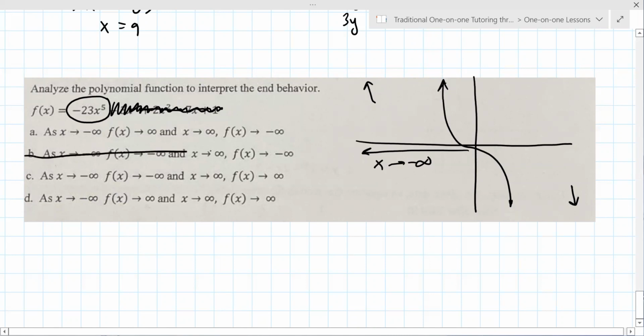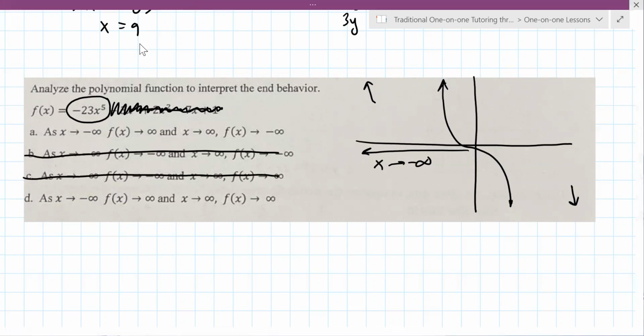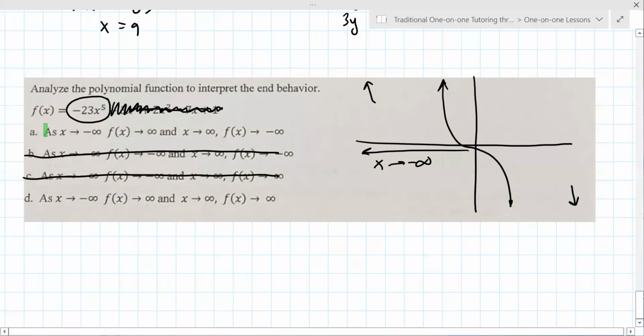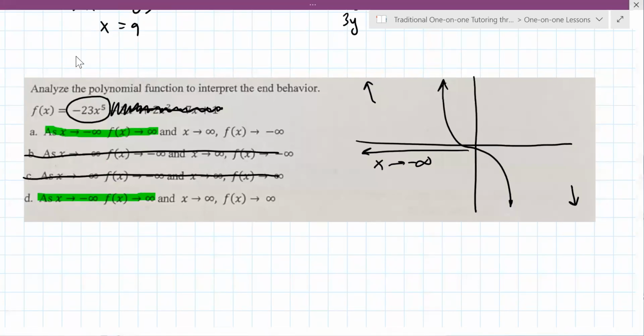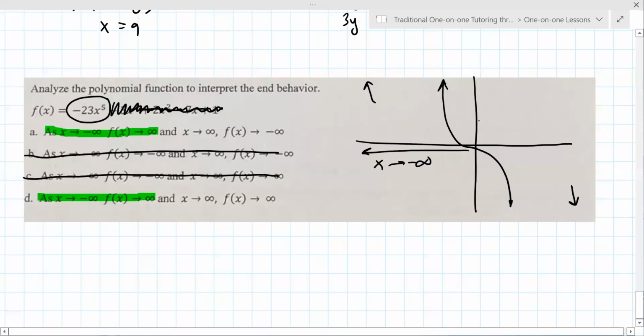So that gets you down to A and D. Let me highlight that again, just so you can see it. As x goes to negative infinity, f of x goes to positive infinity. See how those are the same? And what that's referring to is when you go left, it's going up.